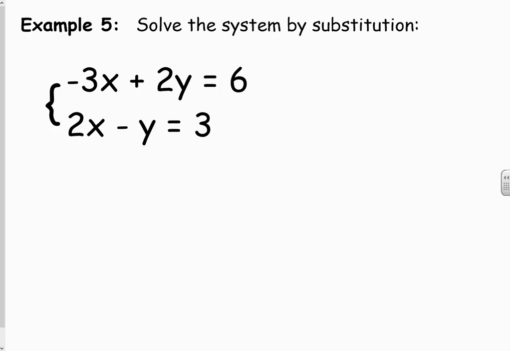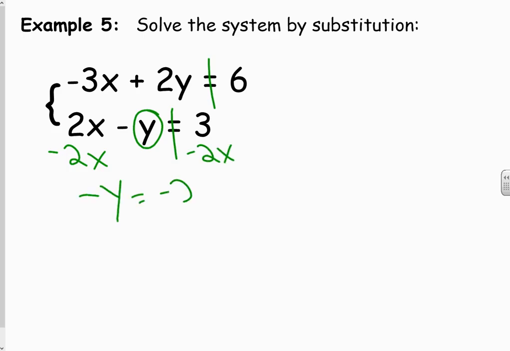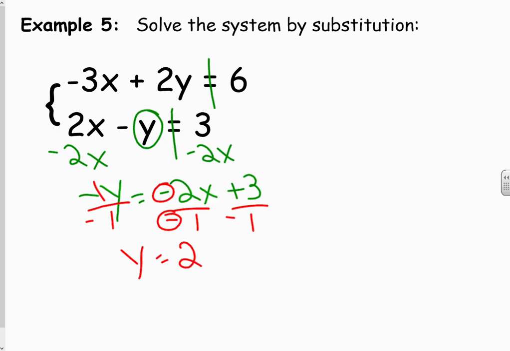So the trickiest part here is that I've got to be able to get a variable by itself. The one that's the closest is this negative y. So I'm going to start solving that one for y. I get negative y equals negative 2x plus 3. Now, we know a negative y is actually negative 1 times y, so we're going to divide by it to get rid of it. So y equals, a negative and a negative make a positive, 2x, positive and a negative make a negative, 3.